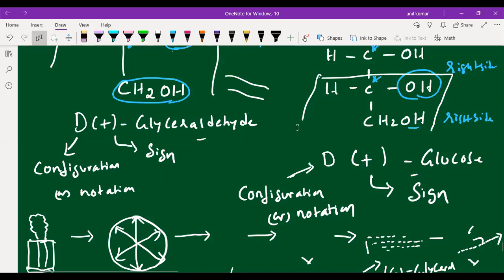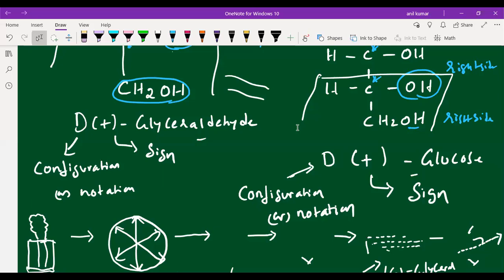That is, students. Okay, D and L, these letters we are giving by seeing the molecule. If the OH group is at the right side, it means D notation. If it is on the left side, it means L notation. But plus and minus signs we can't give by seeing the molecule.